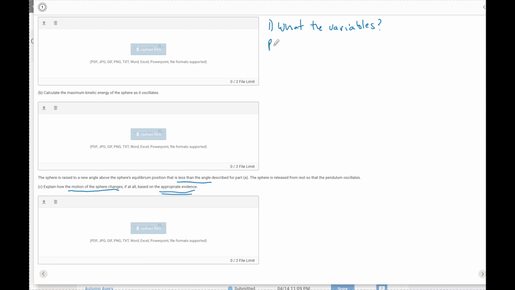For a pendulum, we use period, we use L, we use M, we use little g, we use delta y, we use gravitational potential energy, and we use kinetic energy. So when I'm going to explain this motion, I'm going to make sure that I address each one of these particular variables because that would mean that I fully explained everything I could when it comes to a pendulum.